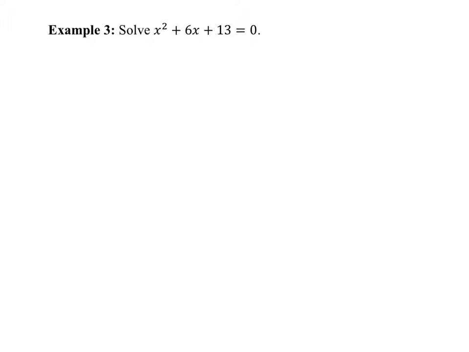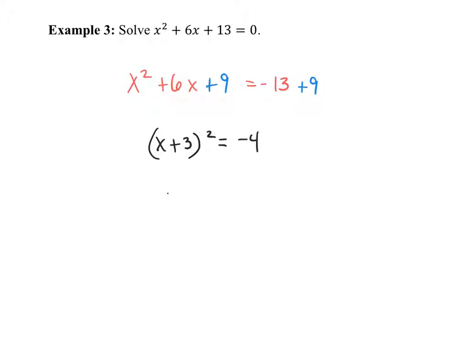If I want to take a look at this one, is there any a value? No, so I don't have to worry about it. So let's start by getting rid of the 13. Half of 6 is 3. 3 squared is 9. So I'm going to add 9 to both sides. On the next line, this becomes (x + 3) squared. This becomes negative 4.